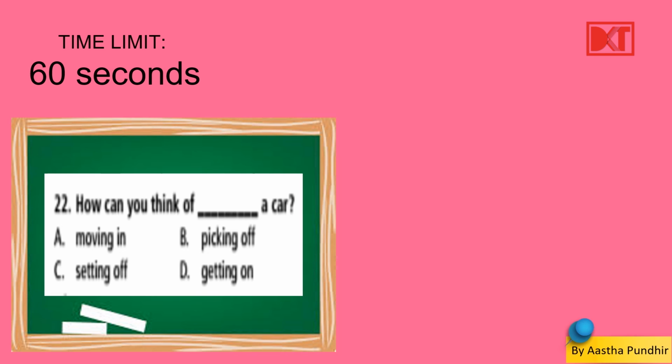Alright, here, how can you think of dash a car? Moving in a car, picking off a car, setting off a car, or D, getting on a car? Here the correct answer is D. How can you think of getting on a car? Now getting on is actually used like here if we're saying how can you think of getting on a car, which means how are you thinking of managing a car.